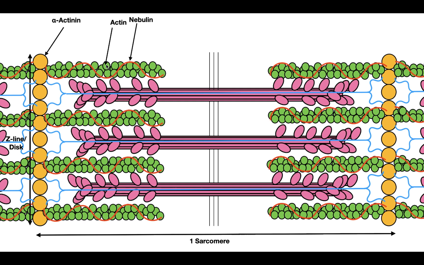Nebulin is sort of like a molecular ruler. It sort of acts as a spring that prevents sarcomeres from expanding or contracting too far.